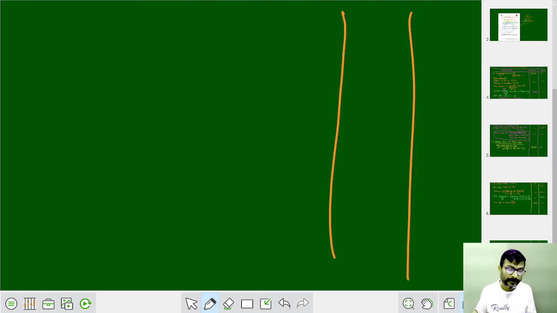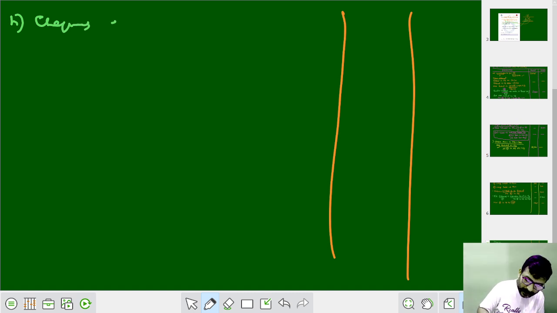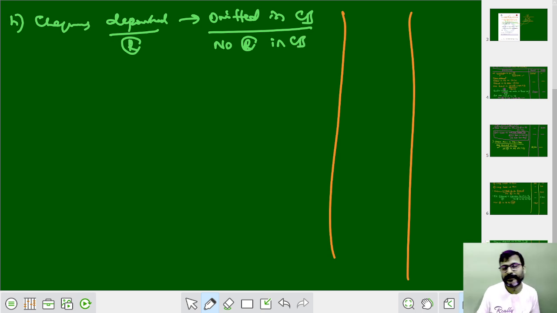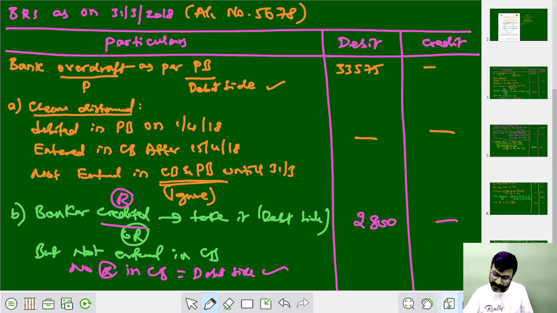It is point number H. Right? Checks deposited, omitted in which book, cash book. So deposited means receipt, omitted in cash book means no receipt in cash book, means no debit in cash book. We have to take it in debit side, 2,400. Fine. Shall we move on to the next point, my dear kids?